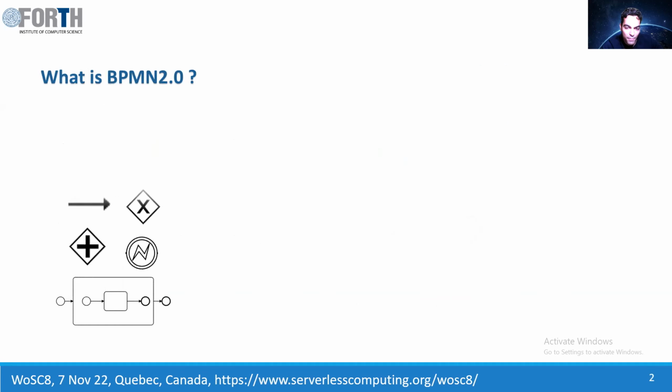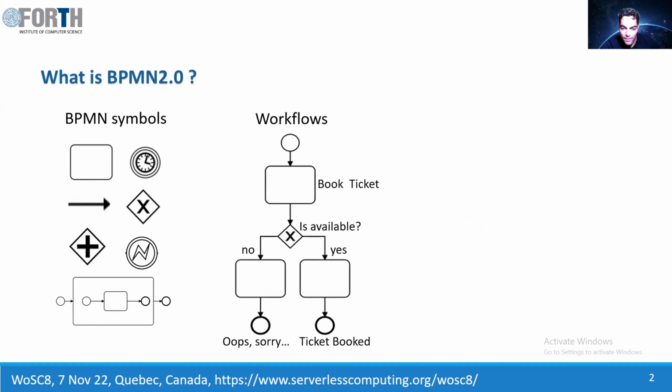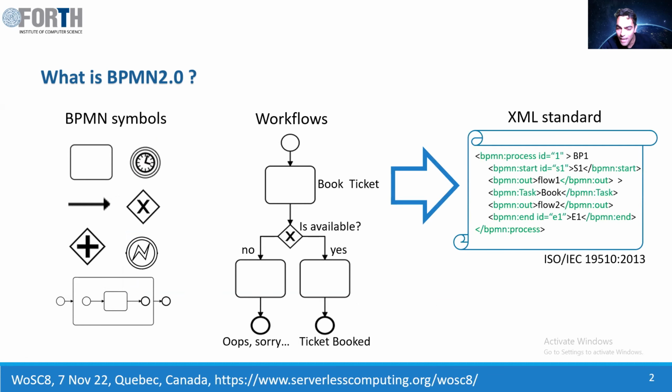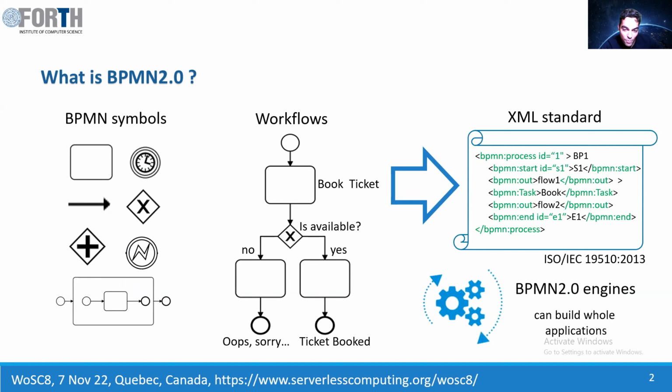But what exactly is BPMN 2? It's nothing more than a workflow method. Visual shapes with semantic meanings can make workflows. See this small workflow, for example. At the first step, we want to book a ticket. Then there is a symbol that represents an exclusive gateway and checks if the ticket is available. And if it is, we proceed to the right branch. This visual language is defined in an XML standard. Using BPMN engines, this workflow can be executed, validated, and tested. Combining tasks with code, whole applications can be built based on these workflows.